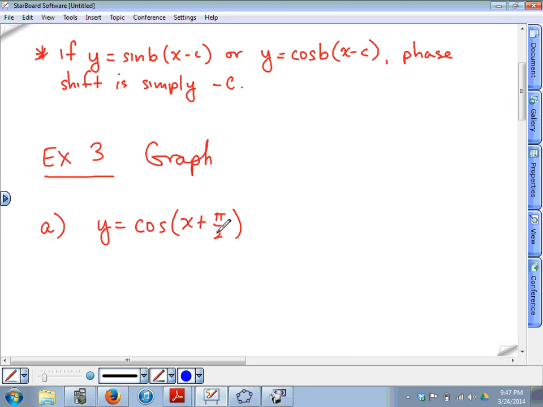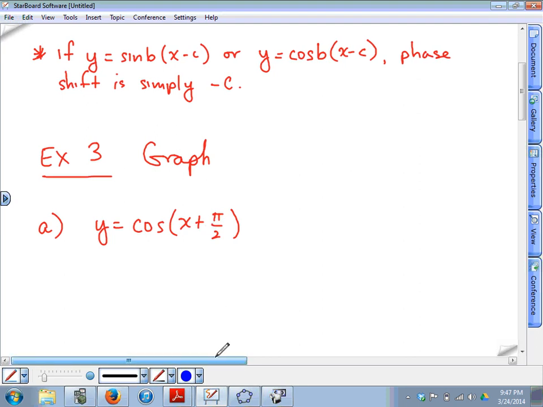What we have, however, is this phase shift, this static transformation right here to the left. And why is it to the left? Well, it's x plus pi halves, and you have to remember anything inside the function is opposite.